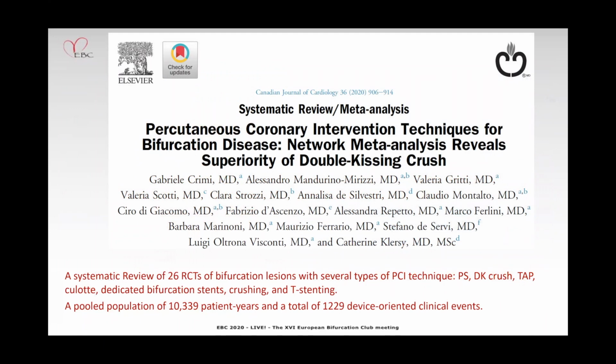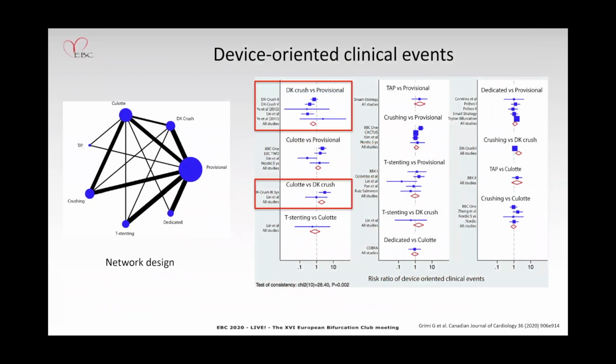This is the study checking the different stenting techniques, investigating which stenting technique is the best for complex bifurcation lesions, just a network meta-analysis, with 26 randomized studies included. And the answer is already in the title. So what the authors found was that DK crush, as compared to other techniques, is clinically beneficial to the patient.